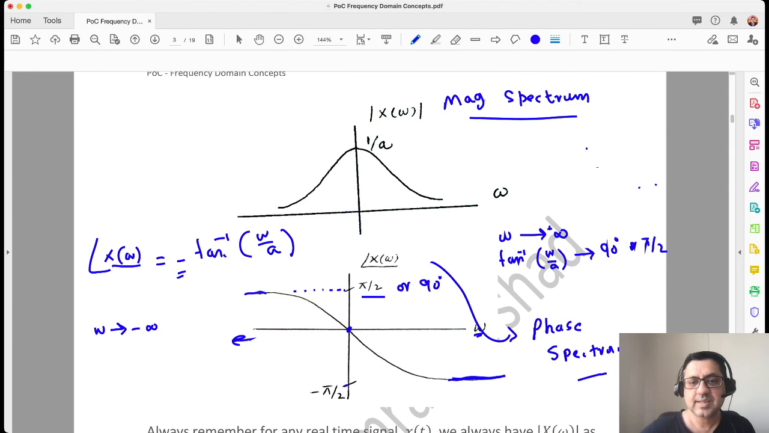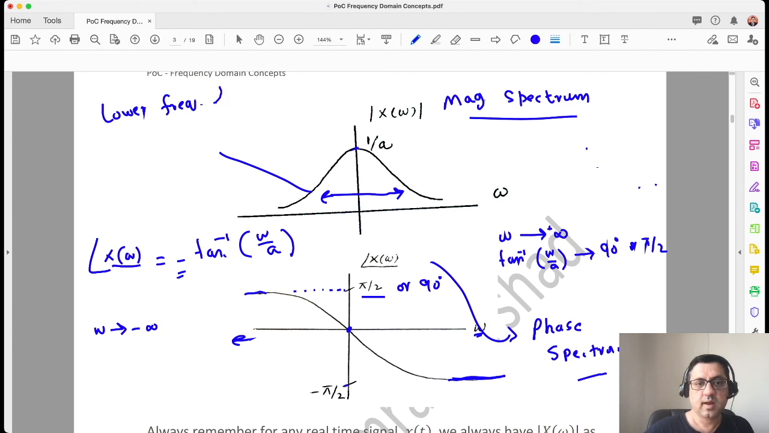So it has the 0 frequency, which, as you can see, is the strongest one. The amplitude is highest, 1 over A, which is very important. Now from the communication point of view, what we can see is that the lower frequencies have the highest amplitudes, or we can simply say that these are the significant frequencies or significant components.